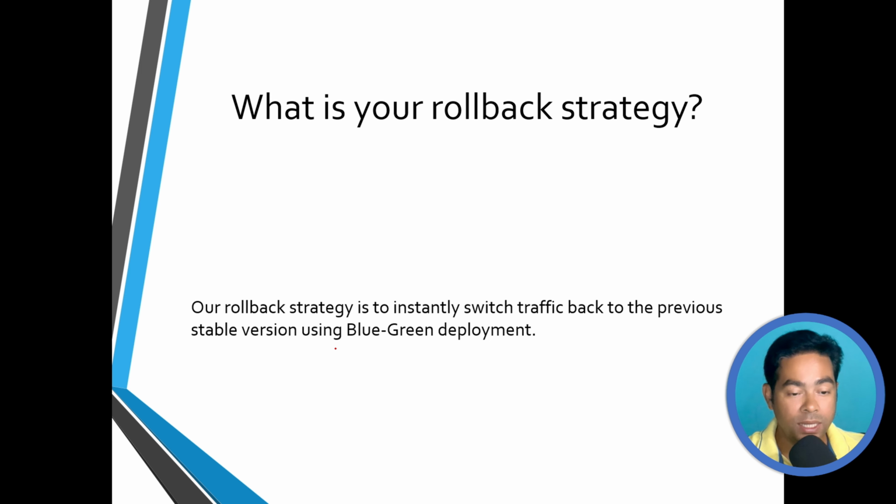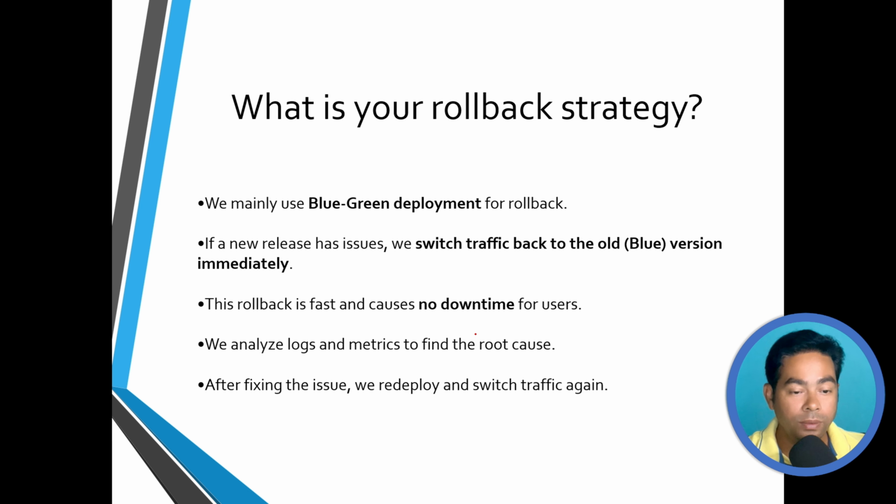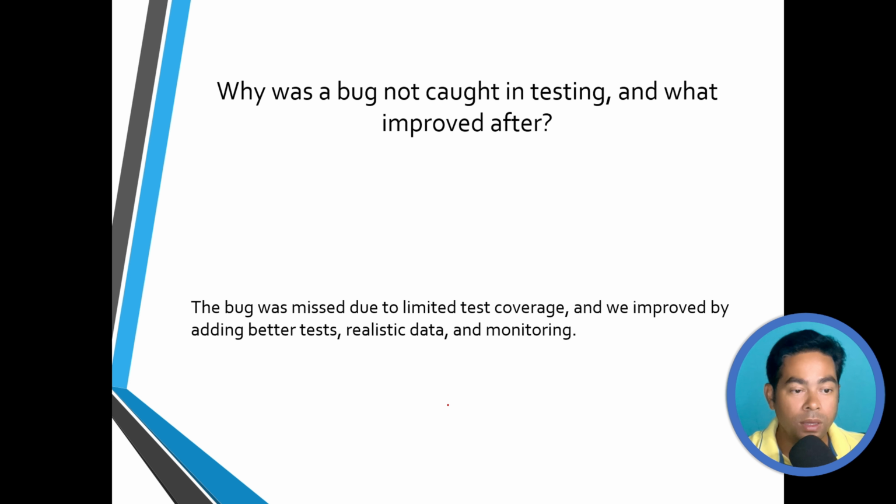What is your rollback strategy? You can say that we are using the blue green deployment strategy. If there are any issues, you immediately move traffic back to the previous stable version. So no downtime is happening, and the customer will not know what is happening behind the scenes. Okay, now why was a bug not caught in testing and what improved after?